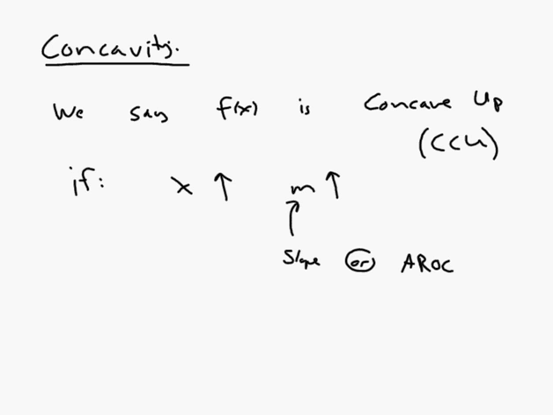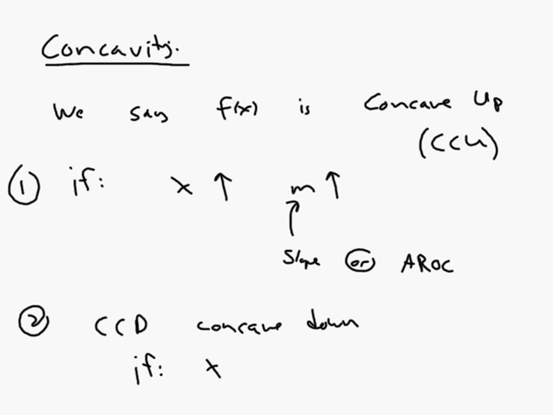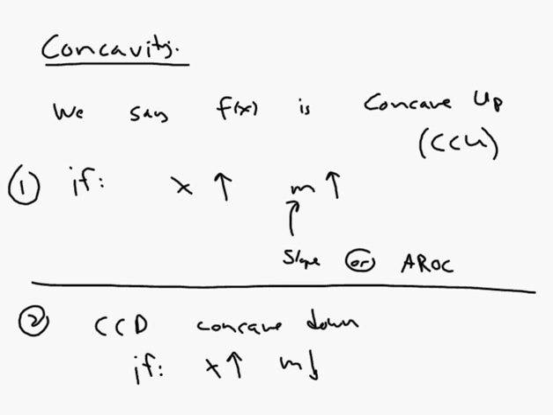And then we also say, that's the first fact. Number two, we say a function is concave down if as x goes up, slope goes down. Okay. So these are two definitions. So before we get a sense of what concave up graphs look like and concave down graphs what they look like, I just want to review slope with you for a minute.